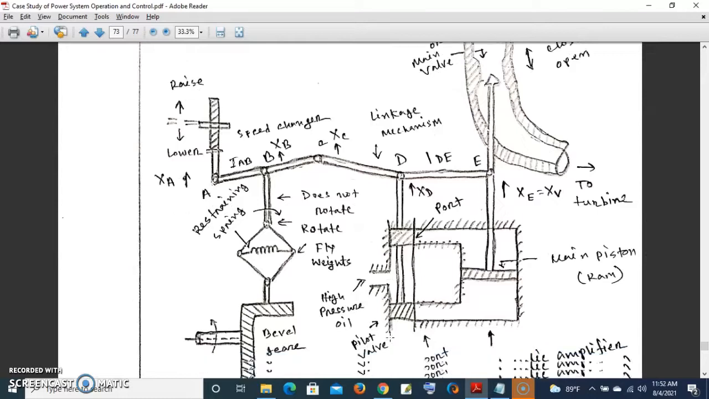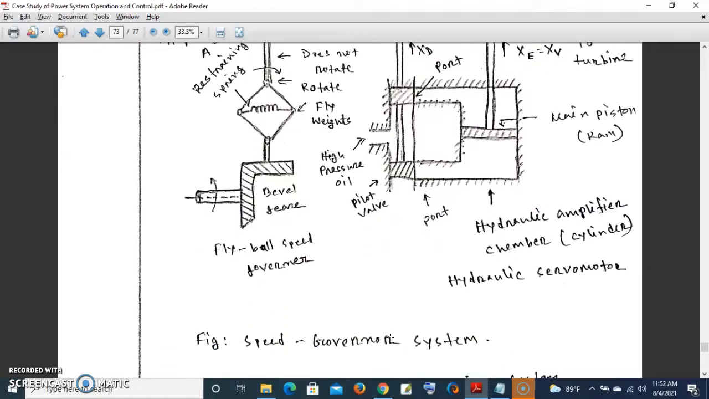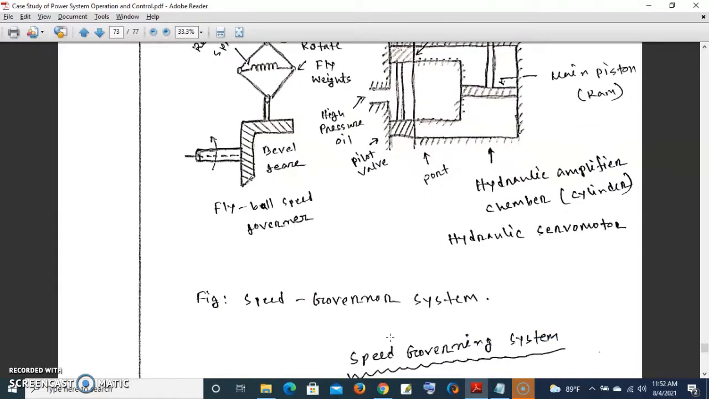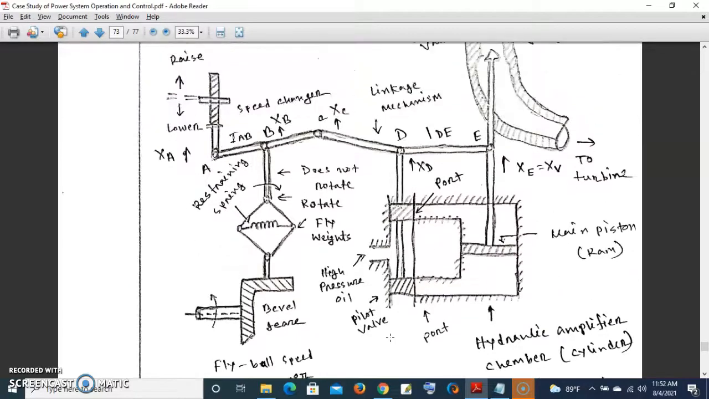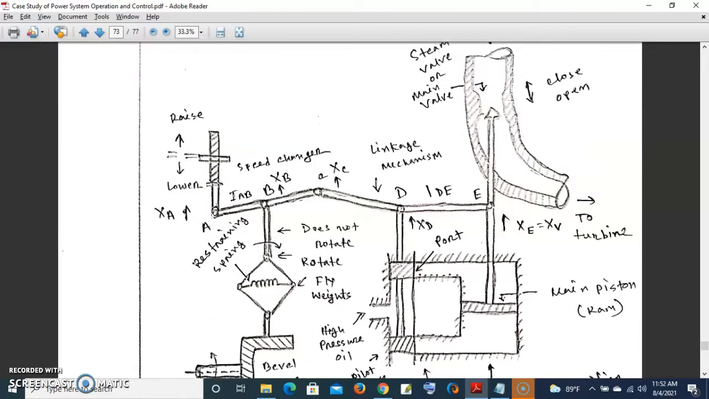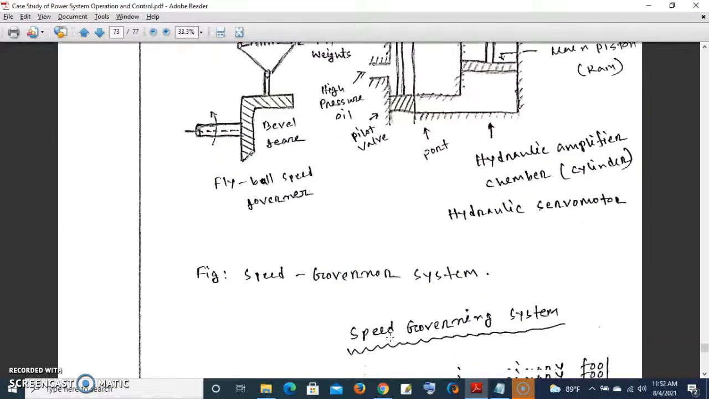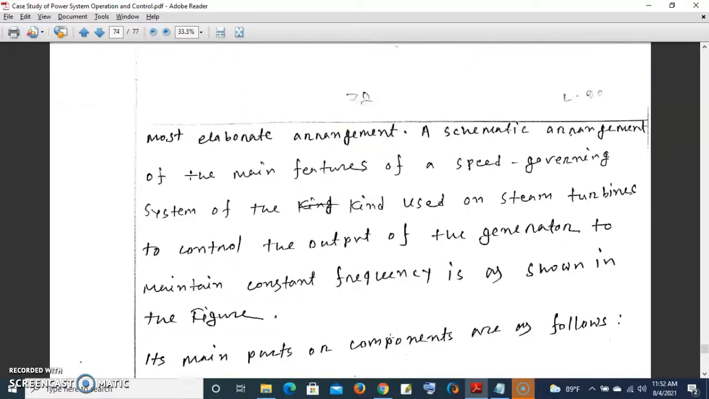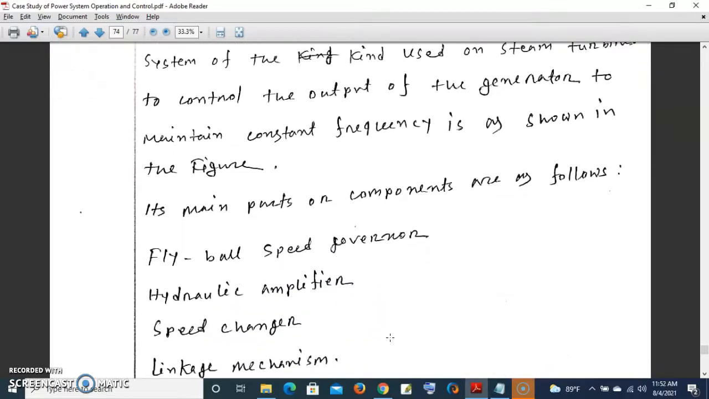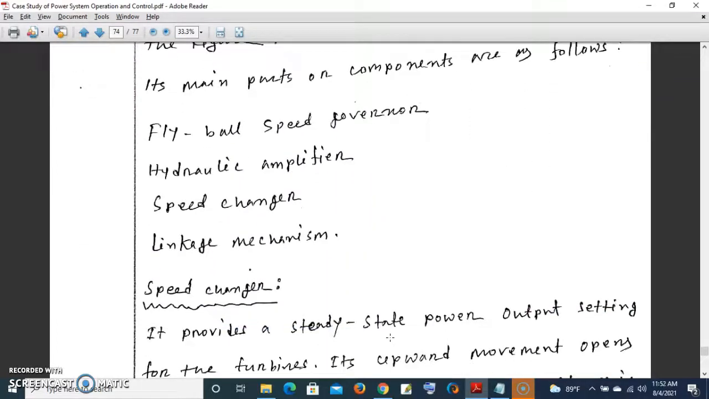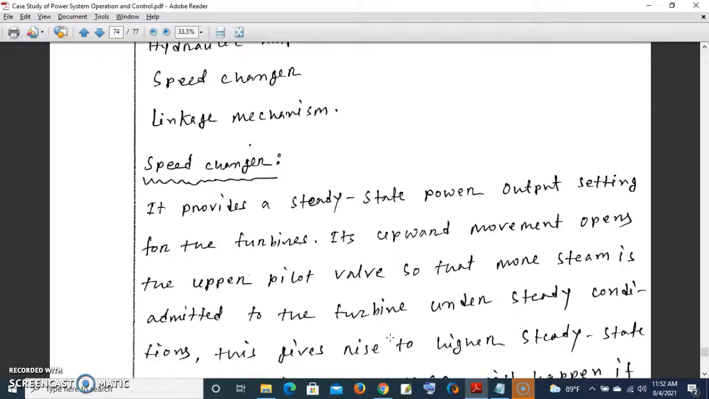And this is the figure of the speed governor system. This figure presents the speed governor system. Here we discuss the speed governing system, then the speed changer.